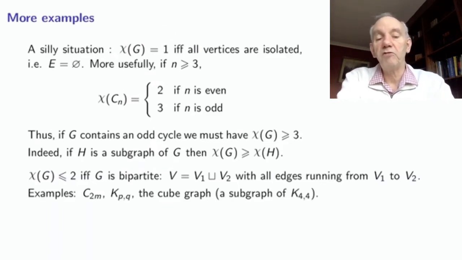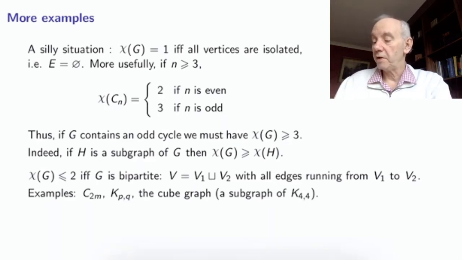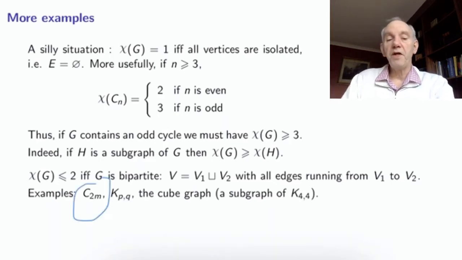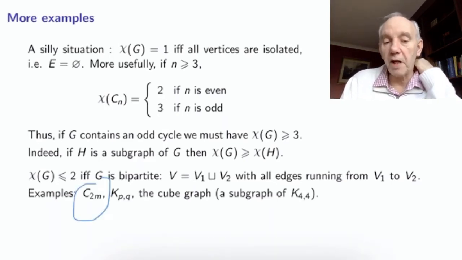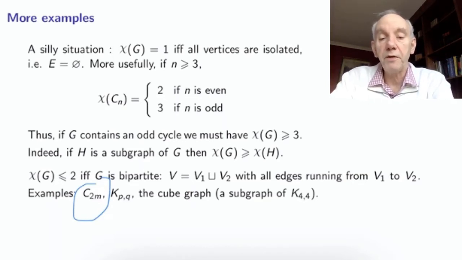You try and colour it with just two colours, and so you can just keep going and see if you get stuck. So I've already given you one example, the even cycle, where the number of vertices is twice some other number. That's the even cycle. The complete graph, the so-called complete bipartite graph, K_PQ.